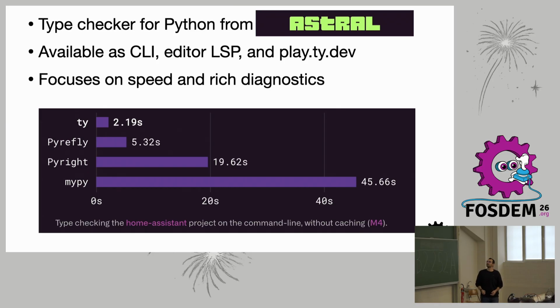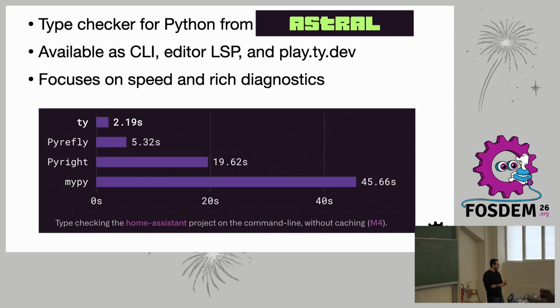And it's also available on play.ty.dev, where you can run it in the browser. It focuses on speed and rich diagnostics. As you can see, the benchmark is pretty fast. That's for running TY on the CLI for type checking your whole project. But TY is also pretty fast when you run it in the editor, because the type checker needs to constantly type check what you are typing and what your project has to give you accurate auto-completion and diagnostics.